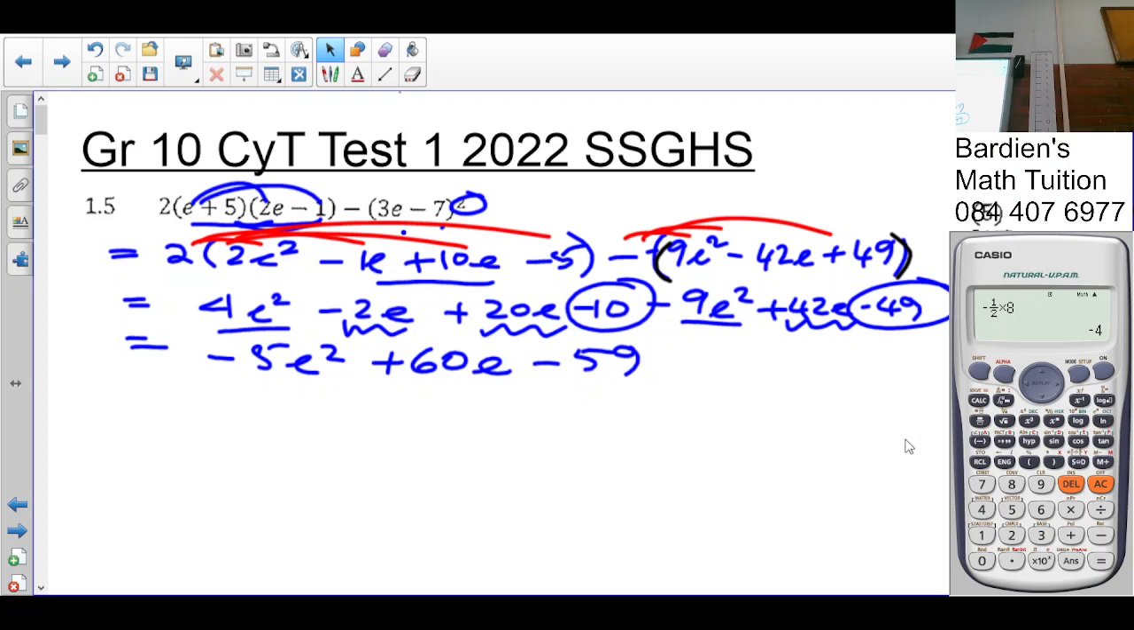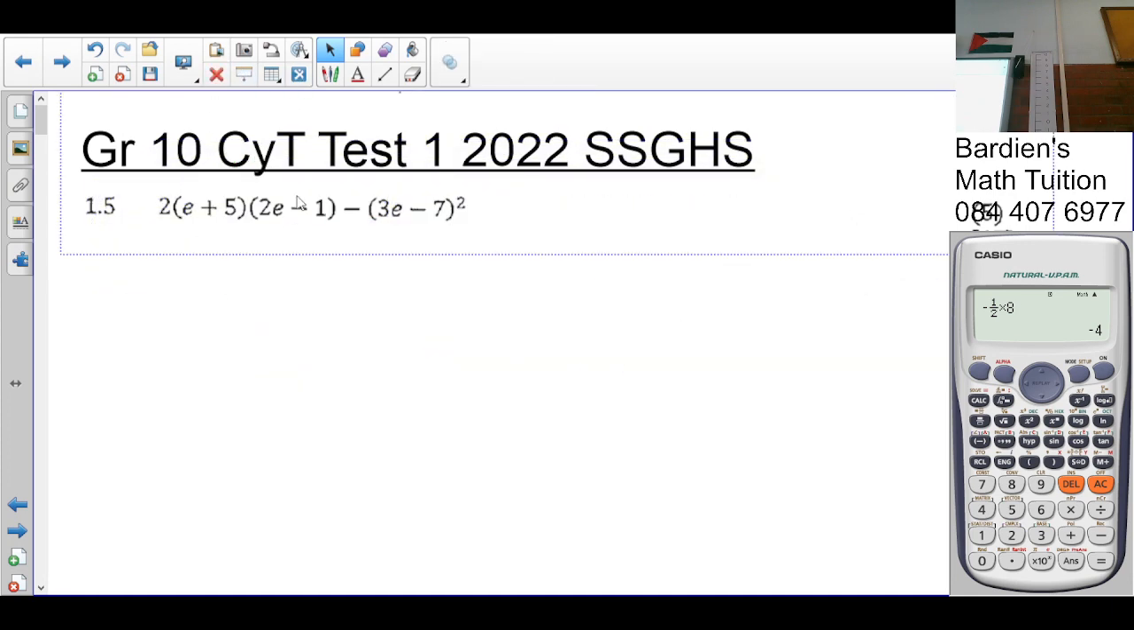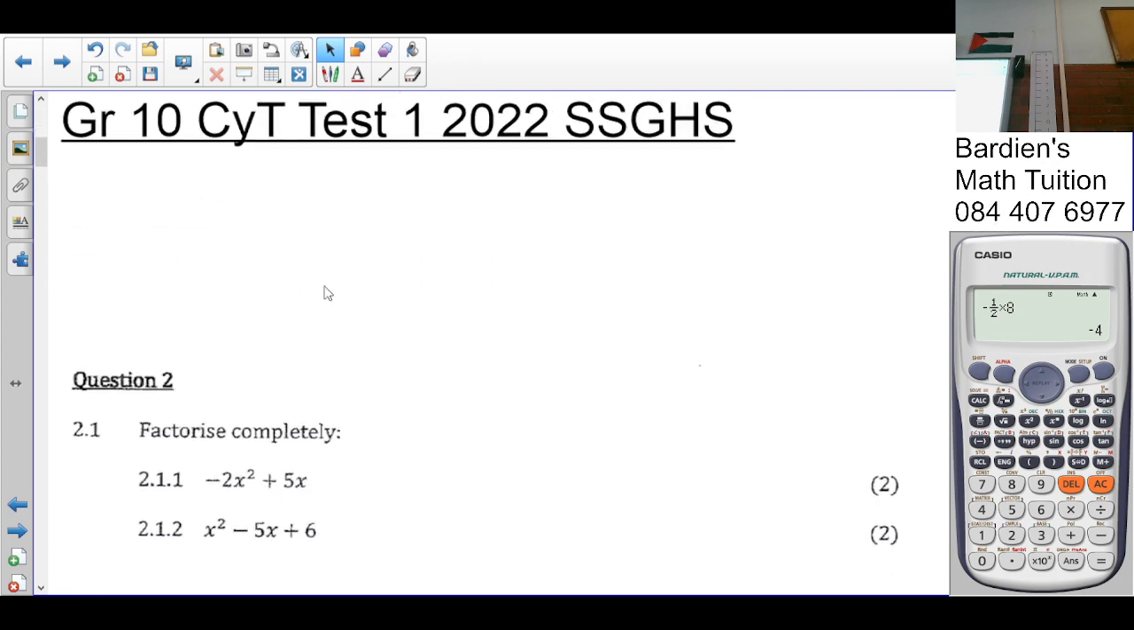That's already 35% of the paper. I'm just saying that.